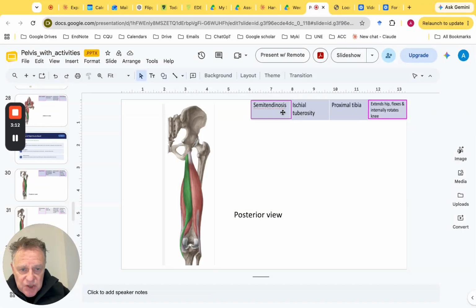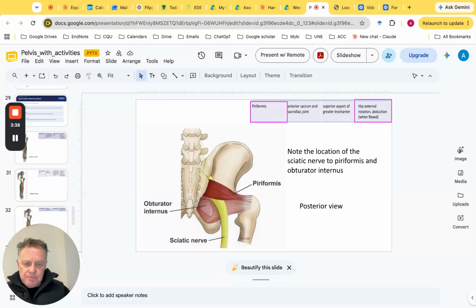Semitendinosus, again from the ischial tuberosity, and again medial, and again crosses the knee and inserts into the tibia. As a result, it's going to extend the hip, which they all will from that posterior position on the pelvis, flex and internally rotate the knee. So flex the knee and internally rotate the knee as well.